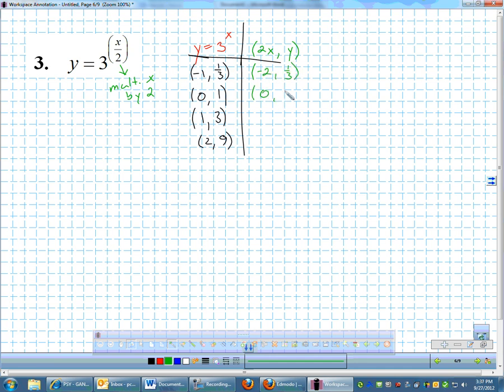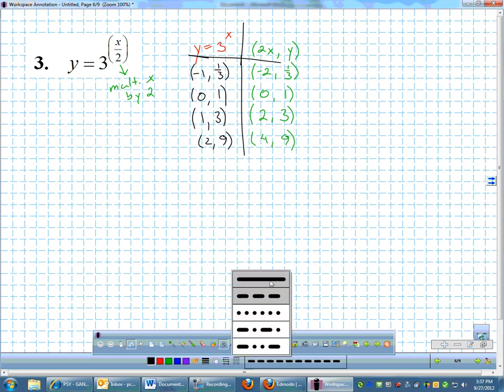2 times 0. You know your 0 times tables. 1 times 2 is 2, 3. If I double 2, I get 4. My y-coordinate is going to remain 9. I have a horizontal asymptote on the x-axis. Don't forget that. And let's give myself some room to graph this.